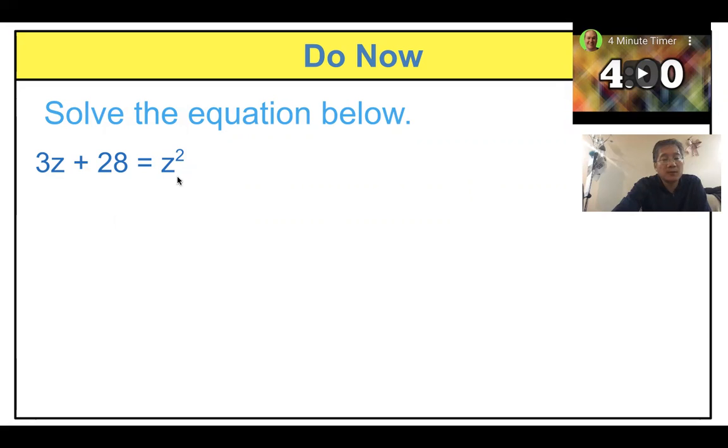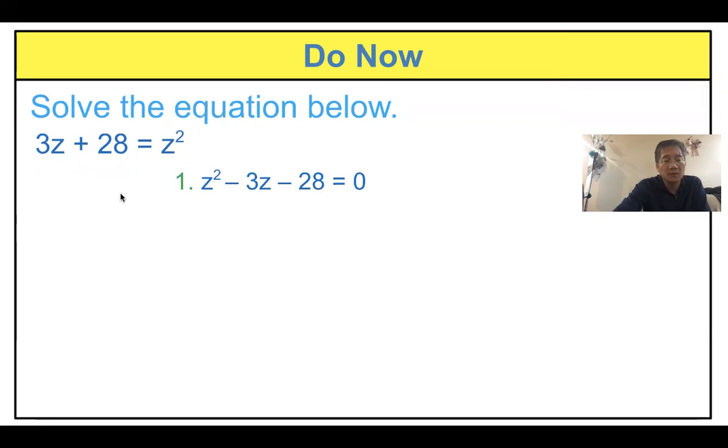Because the expressions are on both sides, it means the two functions are equal, right? But to solve the equation, you need to put everything on the same side. Because z squared is positive, you better keep it here and move 3z and 28 to this side. When you move it, you change the sign, right? So z squared minus 3z minus 28 equal to 0, like this.